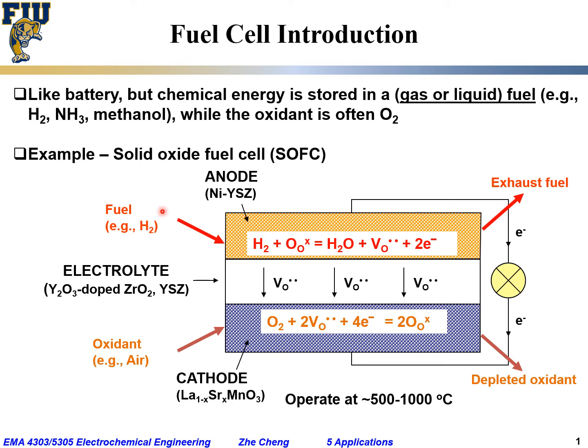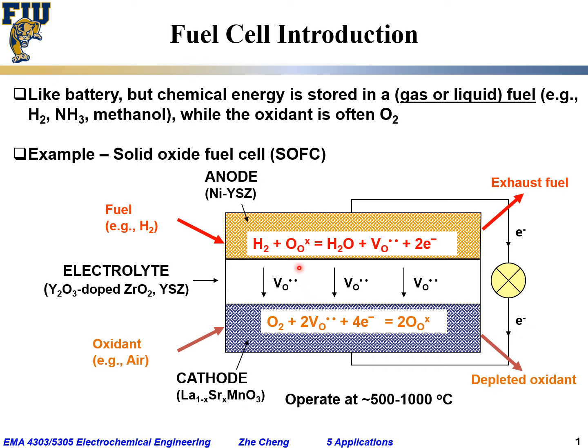And of course, the fuel in this case is hydrogen. In many cases, we are talking about hydrogen. On the other side of the electrolyte, we have the cathode, where the reduction reaction is happening. And the cathodic or reduction half cell reaction would be for oxygen gas, O2, to combine with oxygen vacancy.